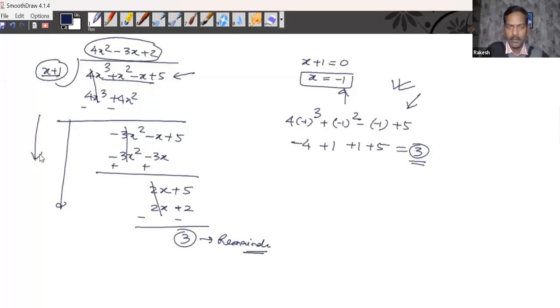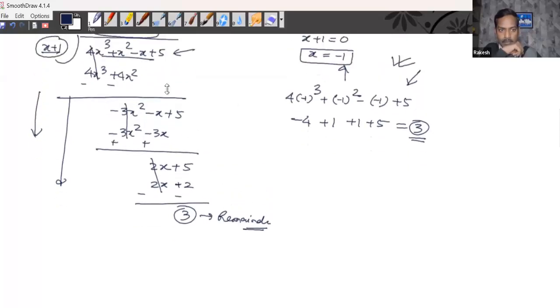So both things are needed, because I don't know whether only the remainder is asked or the quotient is asked along with the remainder. So both methods need to be understood. Now one more thing is that if the remainder is 0, then we can say that the divisor becomes a factor. For example, if I just change the dividend here, say p of x, I'm just making a small change, it is 4x cube plus x square minus x plus 2.